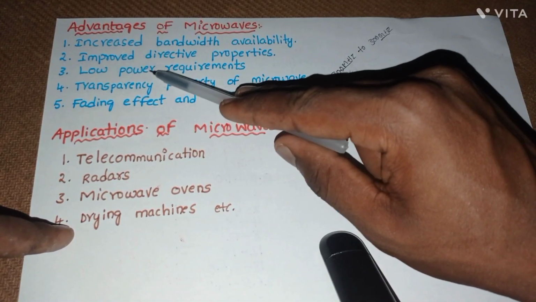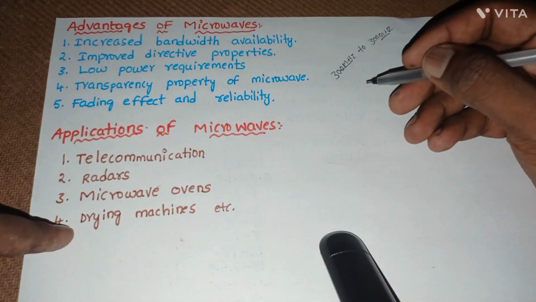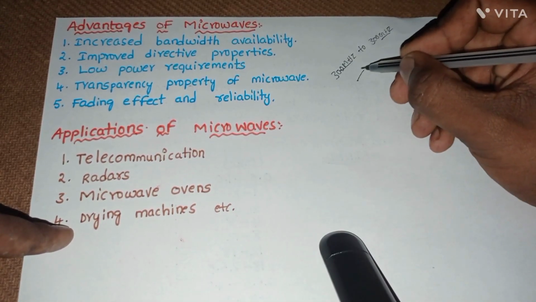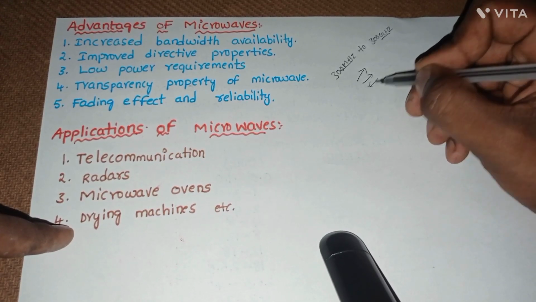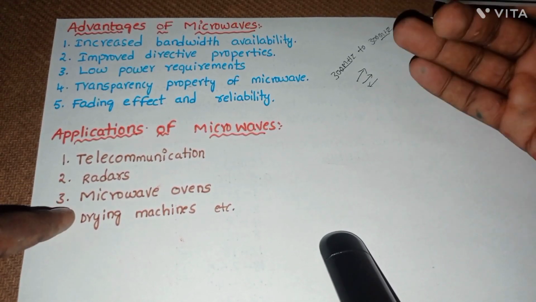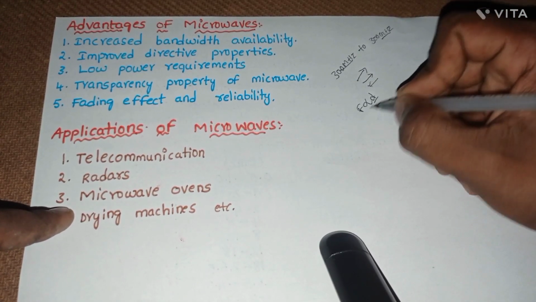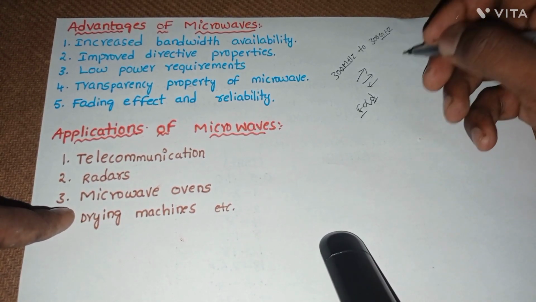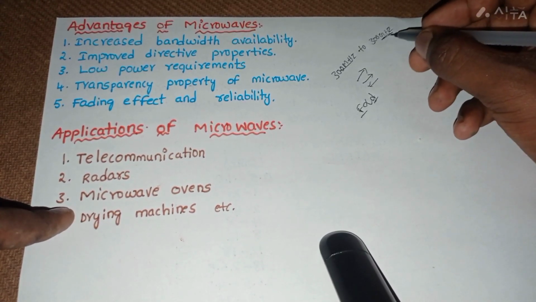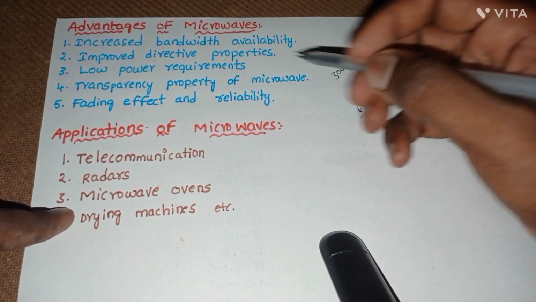The next advantage is improved directive properties, which means whenever the frequency increases, directivity also increases and beamwidth decreases. Frequency is directly proportional to directivity. In microwaves we have frequencies in the range of gigahertz, so it is more directive in nature.